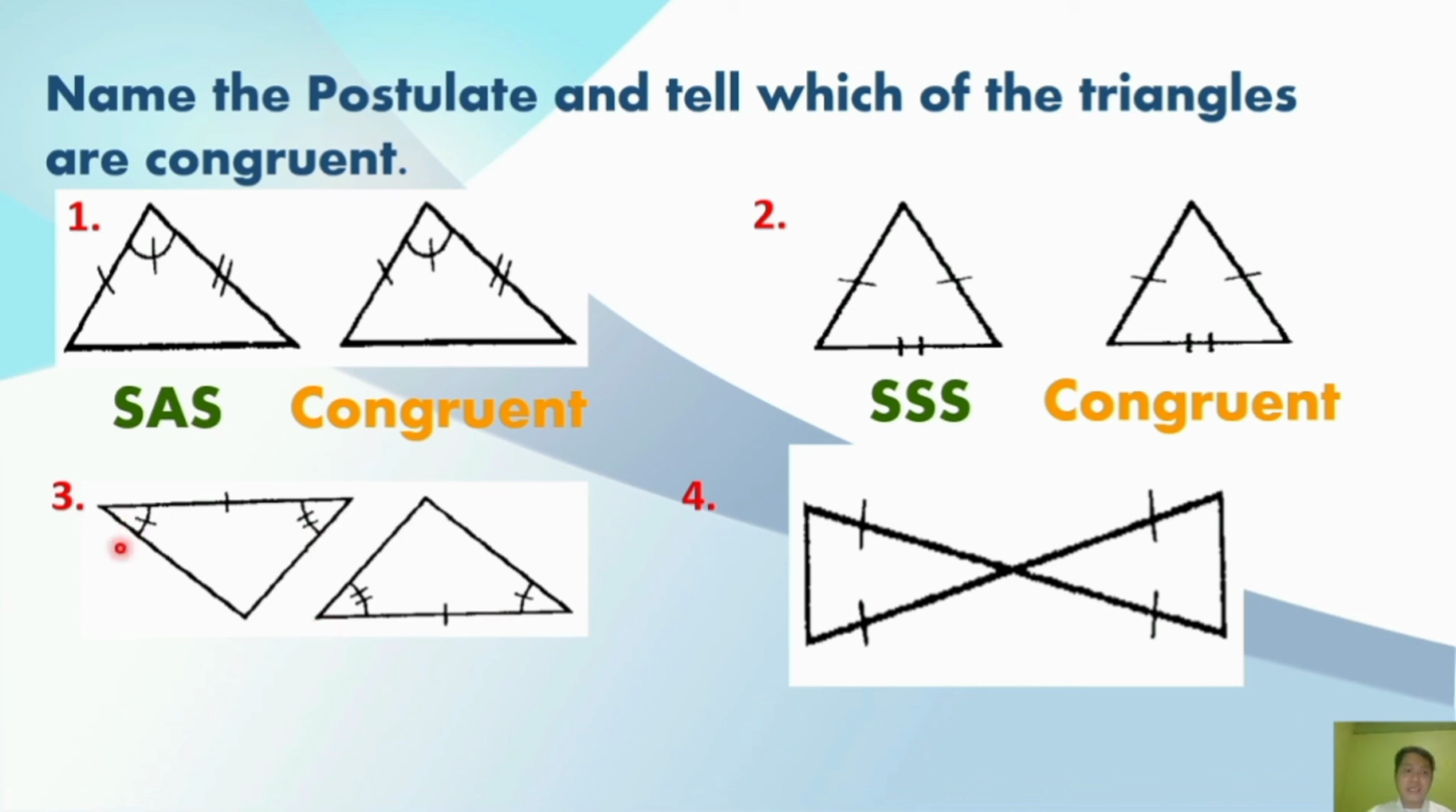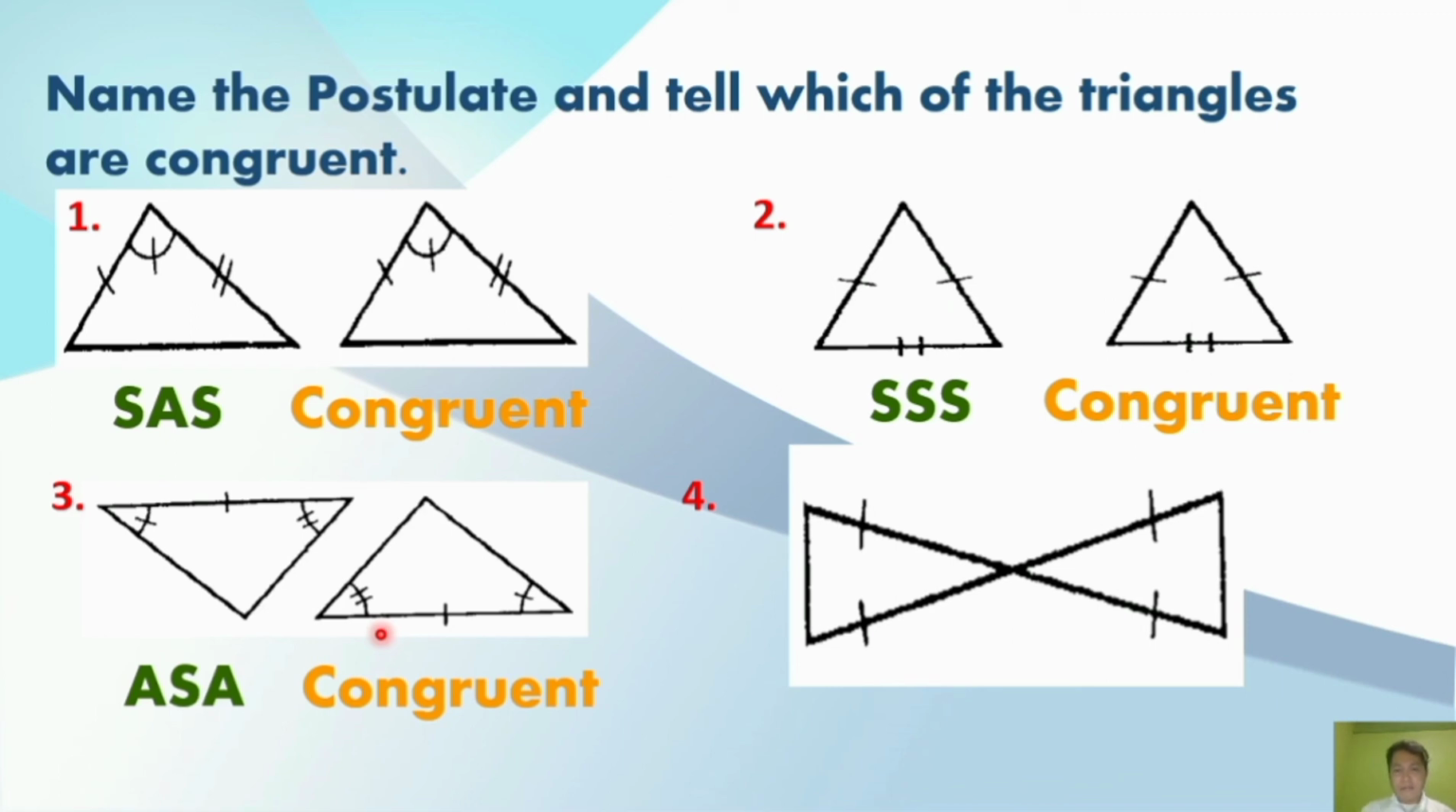So we have angle, side, angle. On the second triangle, we have angle, side, angle, or ASA. And obviously, the 2 triangles are congruent based on ASA congruence postulate.